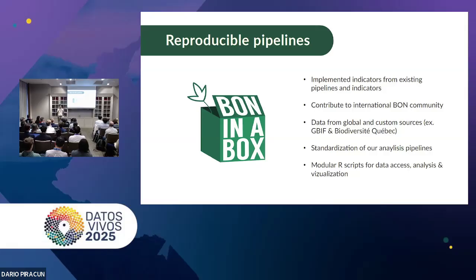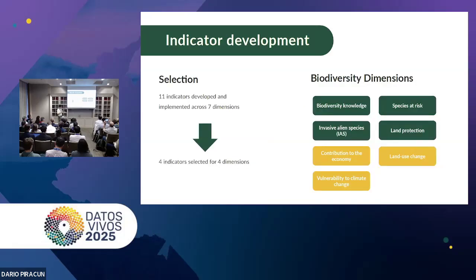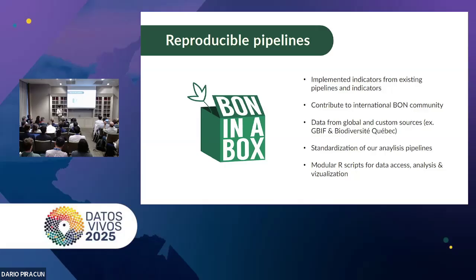So for us, Biodiversity Quebec, it's really relevant because we can reuse pipelines, we can standardize those pipelines, we can integrate both local and global data sources. And we basically always work in R to do our analysis. So it's really easy to integrate some modular R scripts to do data access, analysis and visualization steps for those pipelines.